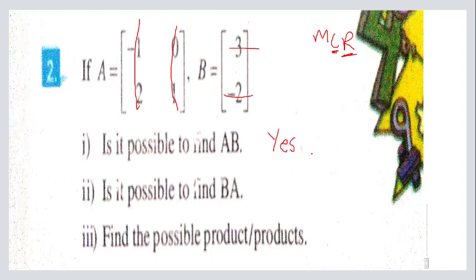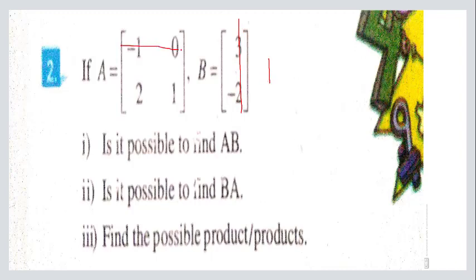It is possible. Second part, is it possible to find BA? Now can we find BA? Can we multiply B with A? Now for this we will again look for the number of columns in the B, because first matrix here is now B. So number of columns in this is 1 and the number of rows in matrix A are 2. So number of columns in the B matrix is not equal to number of rows in the A matrix. Therefore BA is not possible. So I will write in the solution not possible. You just need to write not possible.